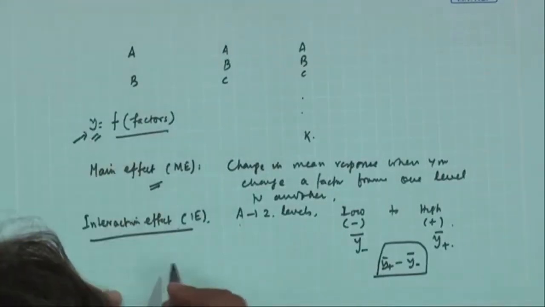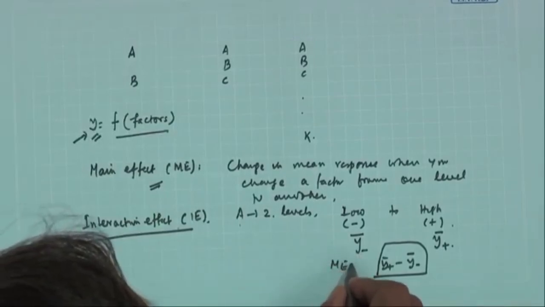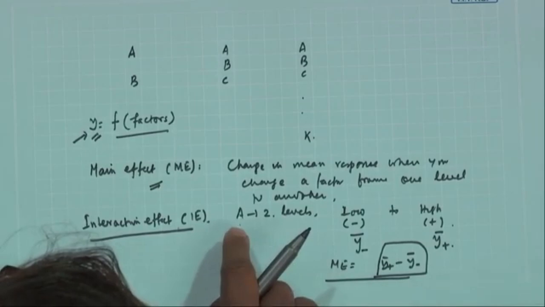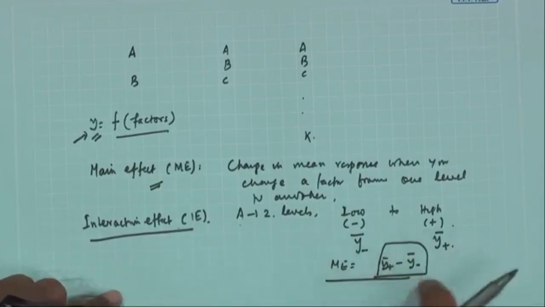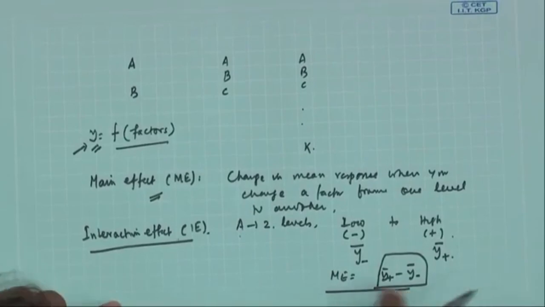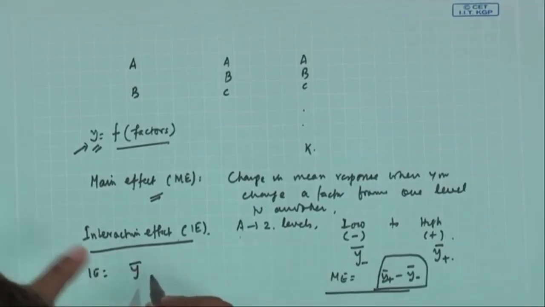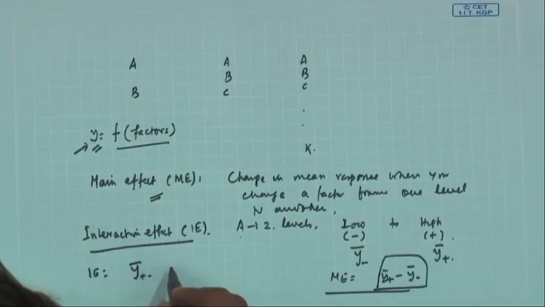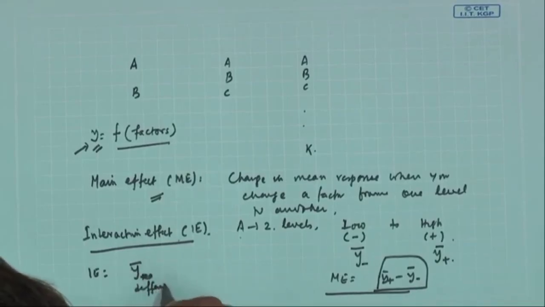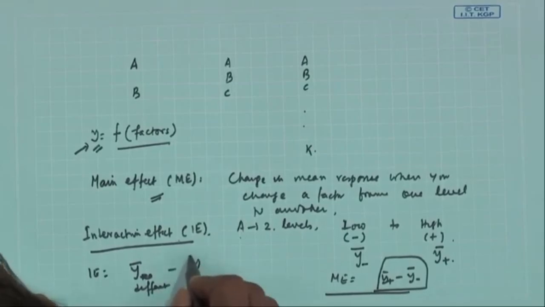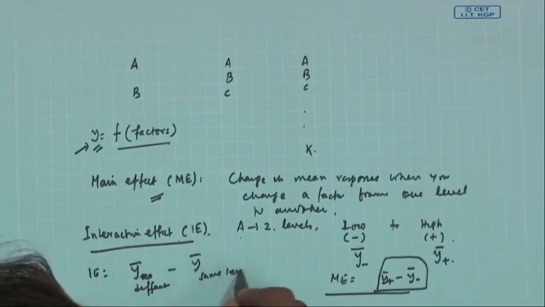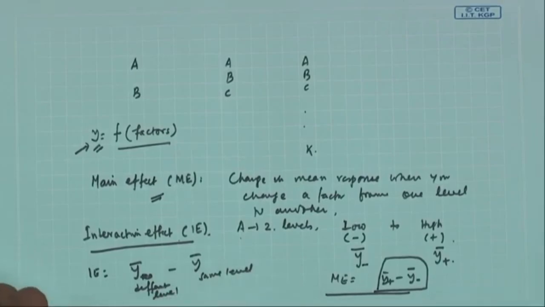So the main effect, depending on whether it is A or B, is basically the difference in mean when they are at high level and at low level. The interaction effect we can write like this: y bar at different levels minus y bar at the same level. That will give you the interaction effect.